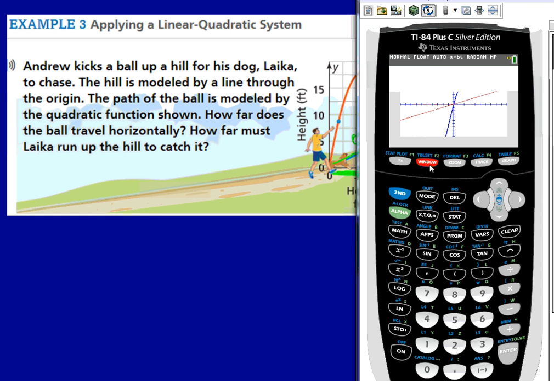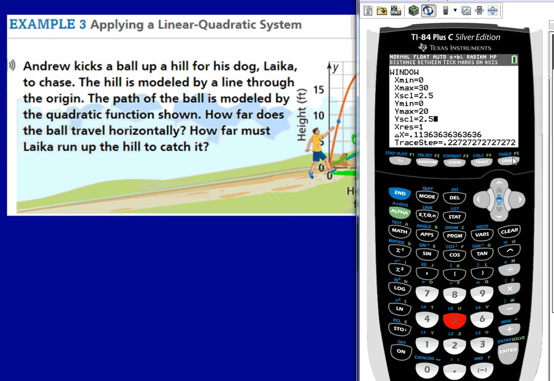So we're going to change our window. Our x min should be 0 because that's where they start theirs. Our x max should be 30 because that's where they stop theirs. The x scale is where we change what they're going by, and in this video they're going by 2.5s. I'm just trying to make mine match theirs. On the y-axis, y min is 0, and y max is 20, if I'm looking at it now, and they're going up by 2.5s. So now if I graph, I should see what they see.